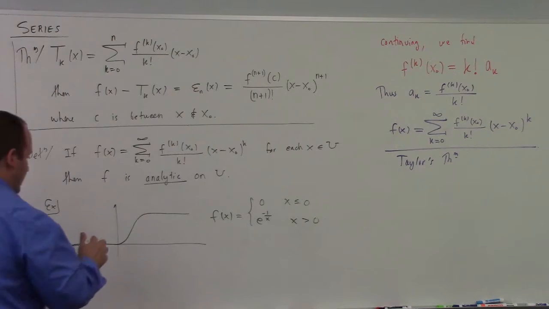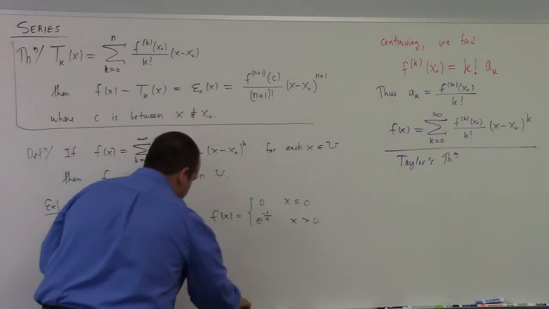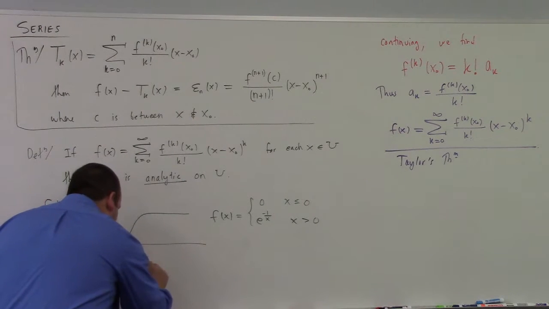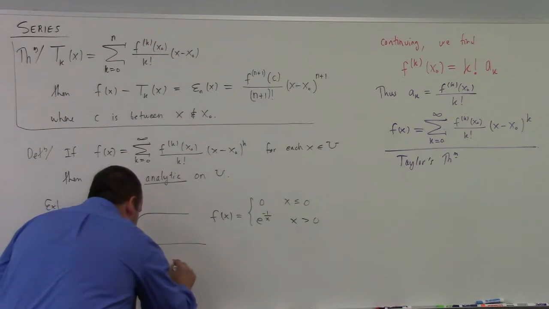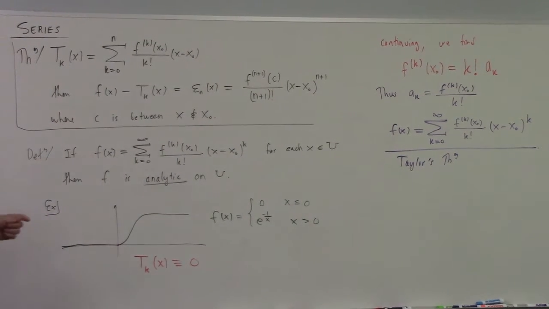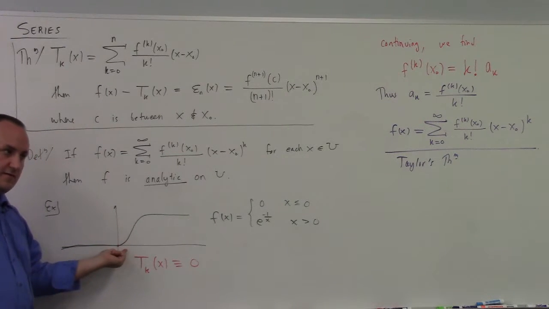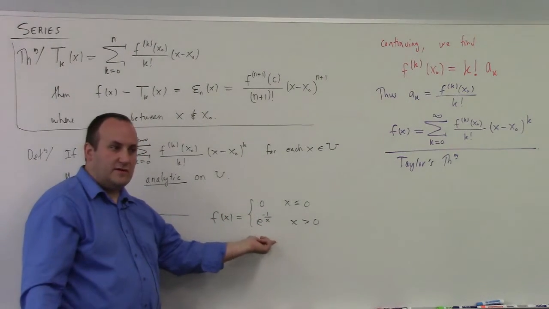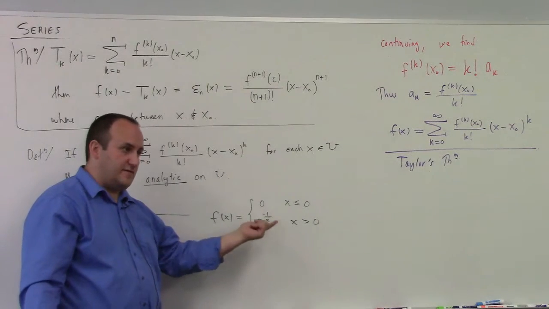Anyway, the point is, if you focus here on 0, you get that T_k of x is just identically 0. Because when you calculate that, the derivative exists at 0. If you calculate the Taylor series here, in other words, you differentiate the function and plug in 0, you can show that the value of the function f of 0 is 0 by definition. You can show that f prime of 0 is 0. You can show that f double prime is 0.